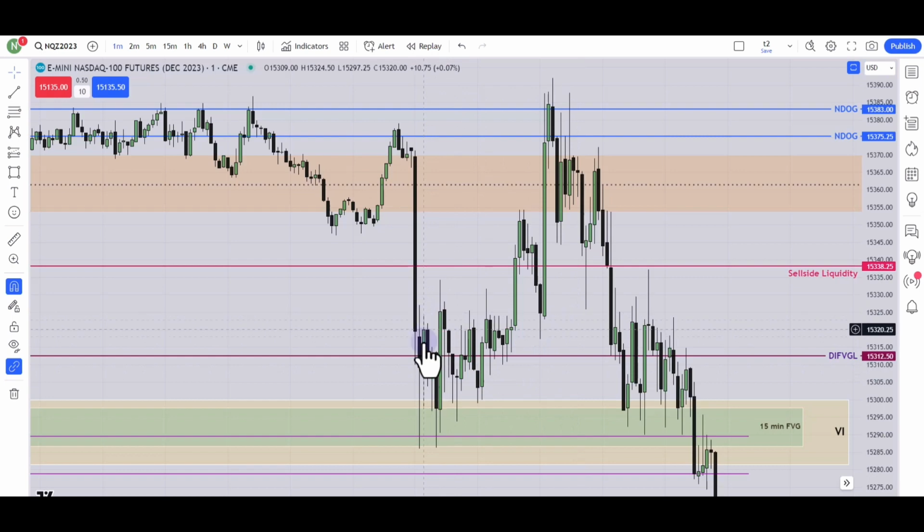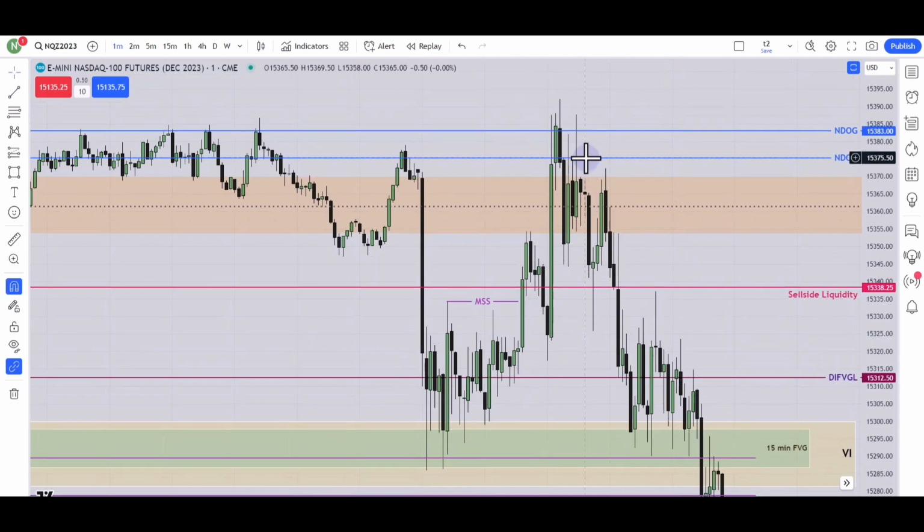You see it came to this fair value gap, consolidated over here, and just before 2:30 it gave me this nice market structure shift. You see, this is a very nice market structure shift. I'm already expecting that the market will go higher as the first run is the lower run, and I've seen this very nice market structure shift. In the next moment I marked this fair value gap.